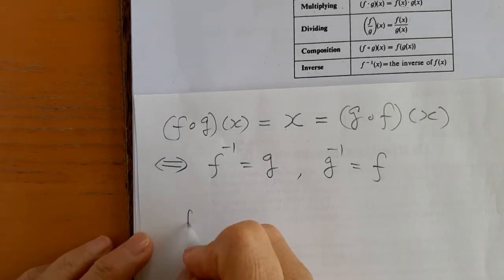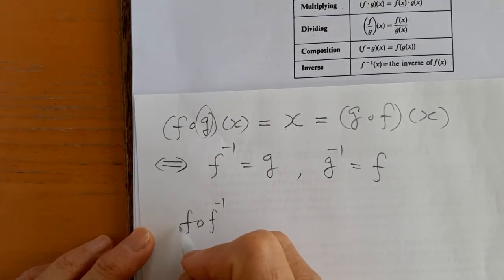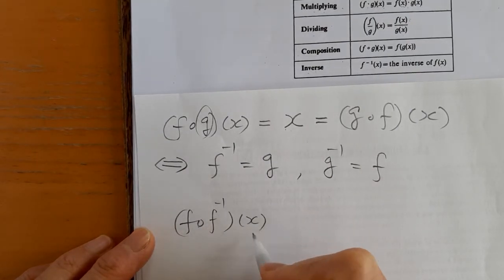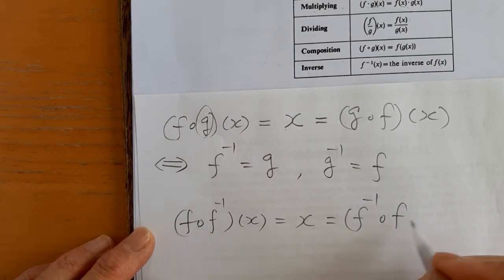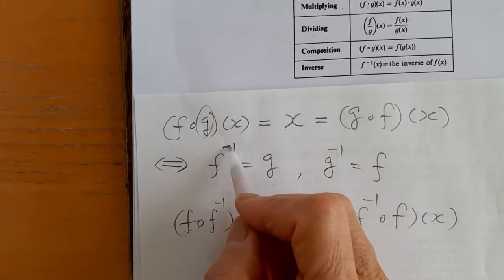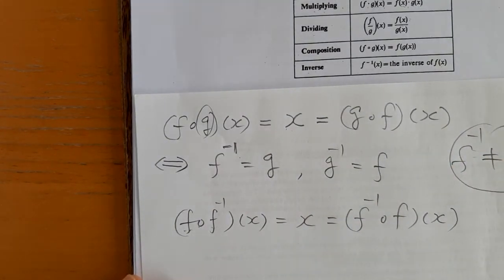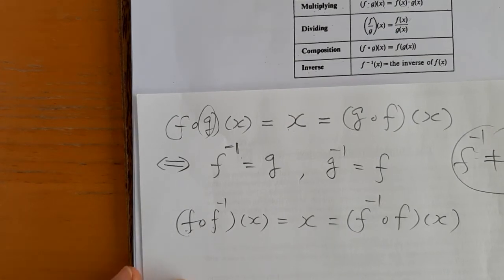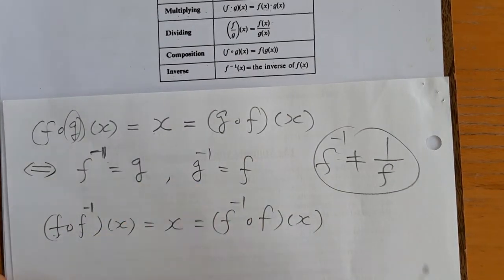In other words, f circle f inverse of x should equal x, and f inverse circle f of x should also equal x, and the two functions are inverse to each other. This inverse is not equal to 1 over f. No, it's not. This is just a notation. F inverse is a function inverse notation. F is not a number.